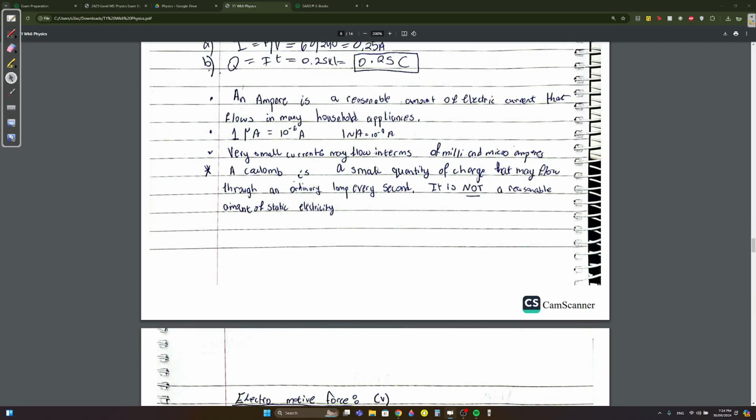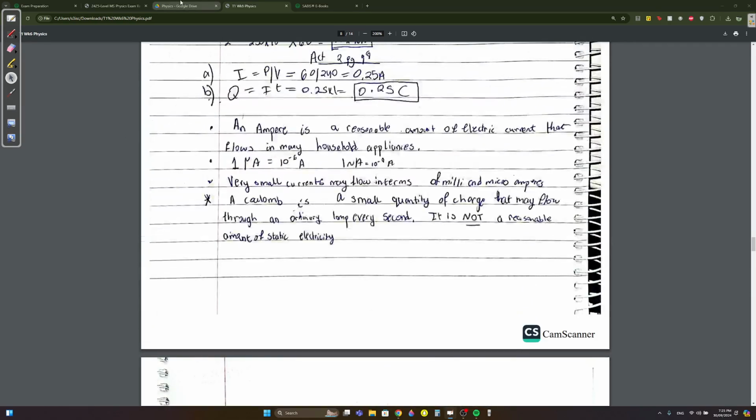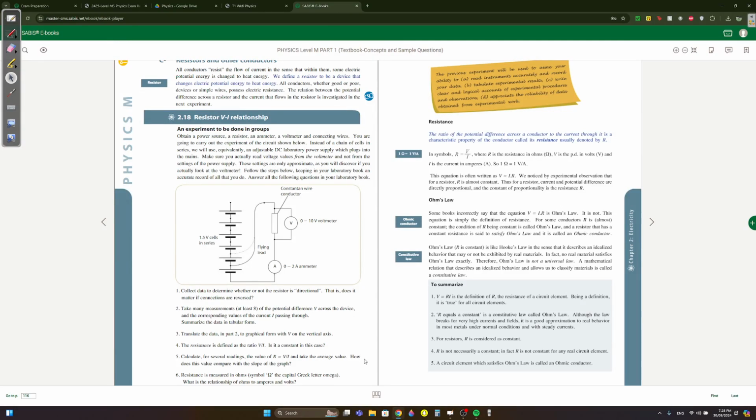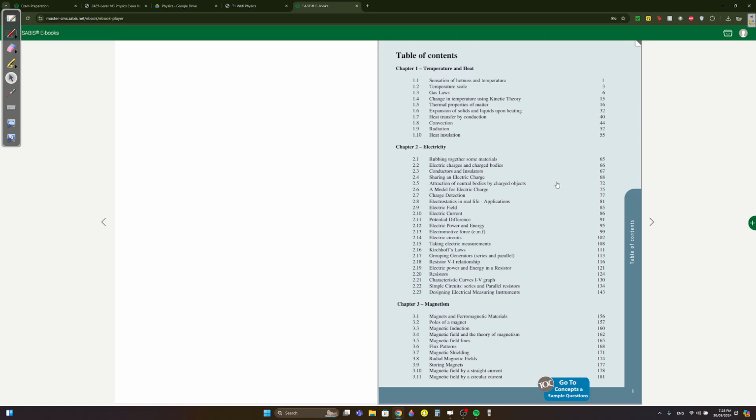A coulomb is a small quantity of charge that may flow through an ordinary lamp every second. It is not a reasonable amount of static electricity. Okay, a coulomb is not a reasonable amount. Let me open the book for this, because they gave some examples of some appliances at home.